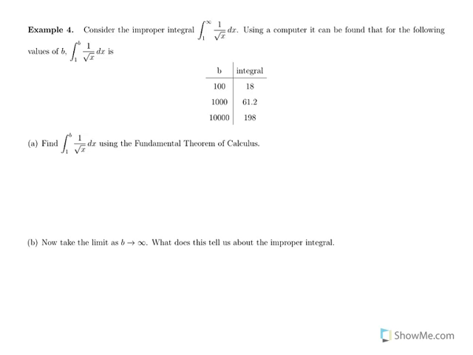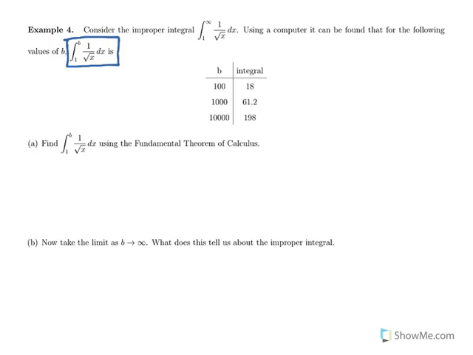And the last example here is about improper integrals. So we're going to dive through this a little bit more than we did in the previous video. Let's consider the improper integral from 1 to infinity of 1 over square root of x dx. Using a computer, it can be found that for the following values of b, the integral from 1 to b of 1 over square root of x dx has different values.